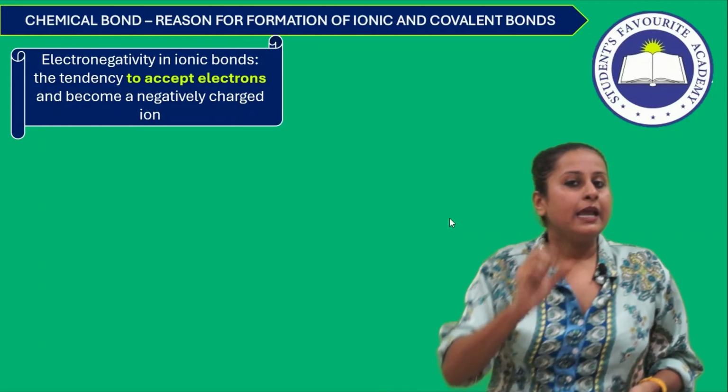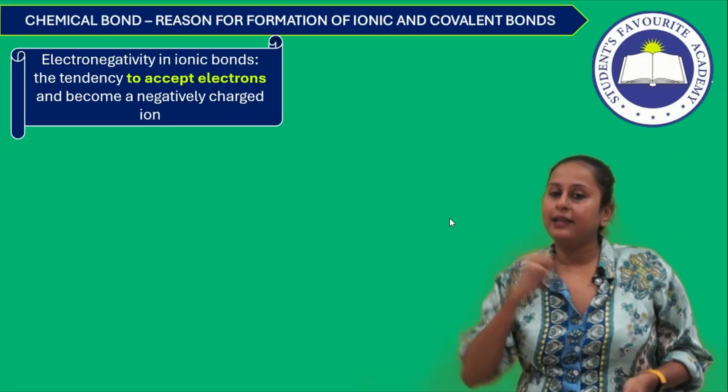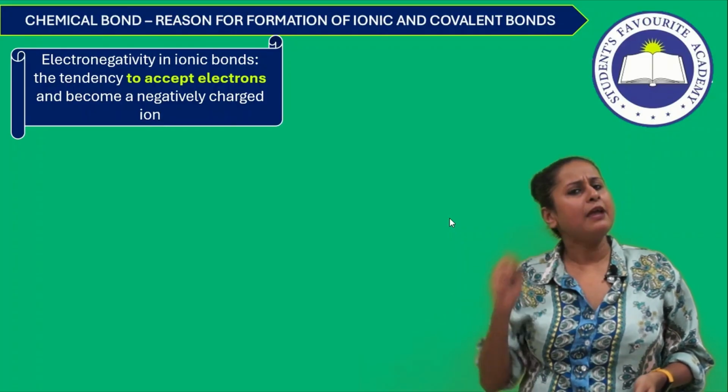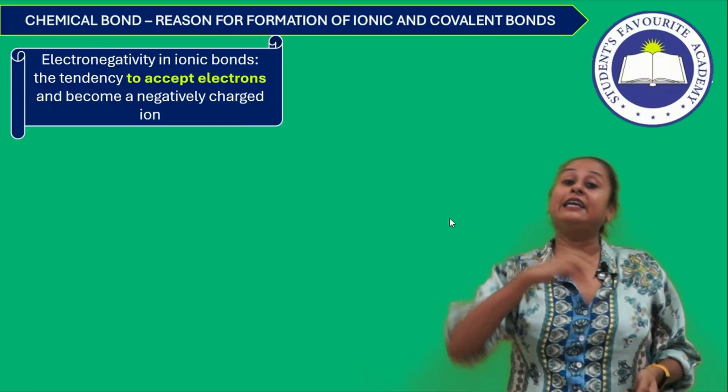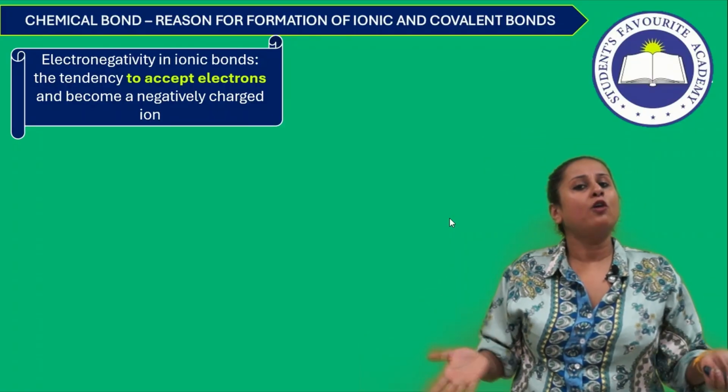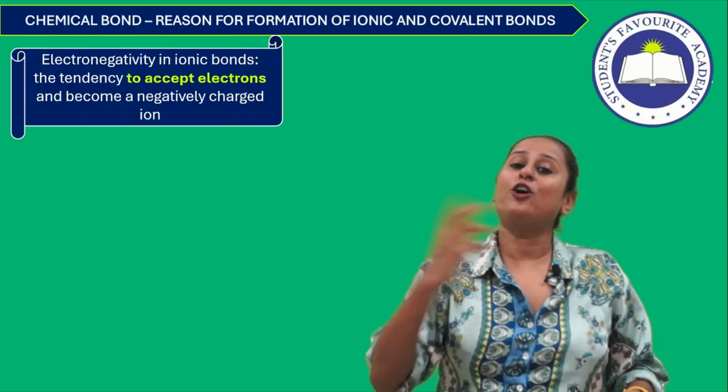So it is a more electronegative substance. That means its tendency to get electrons is more. Why am I using the word tendency here? Why am I not saying it's electronegative so it will gain electrons? Because covalent bonds are not formed by giving or taking electrons.